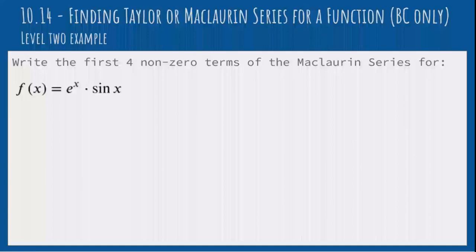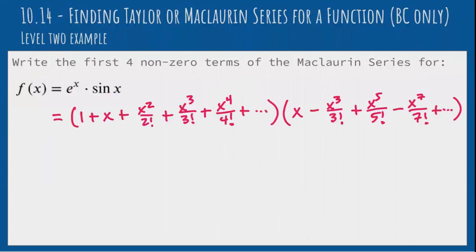I want to take a look at an example of a Maclaurin series that we want to write for a function that is made up of other functions that we know Maclaurin series for. So the first thing we're going to do is we know the Maclaurin series for e to the x and sine of x. And so I'm going to start by just rewriting this problem as the Maclaurin series for e to the x times the Maclaurin series for sine of x.